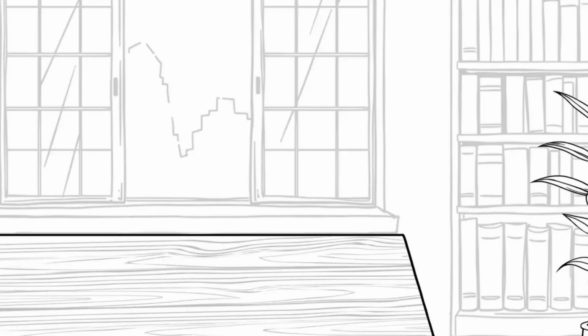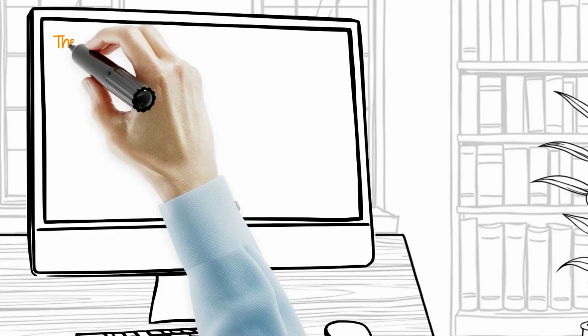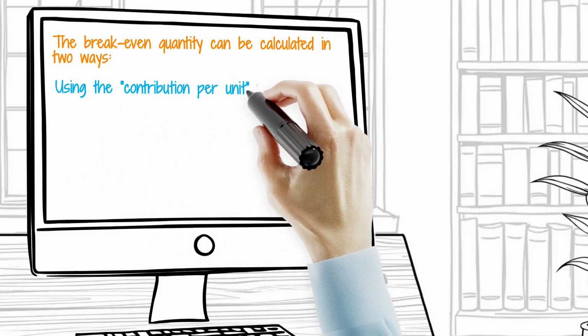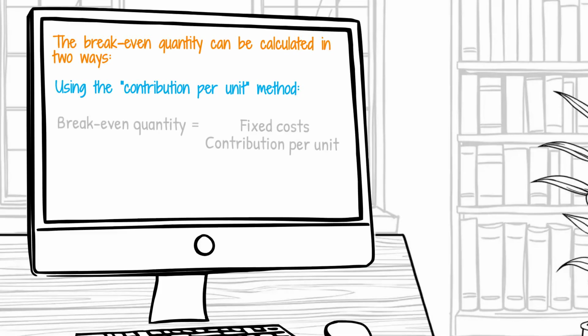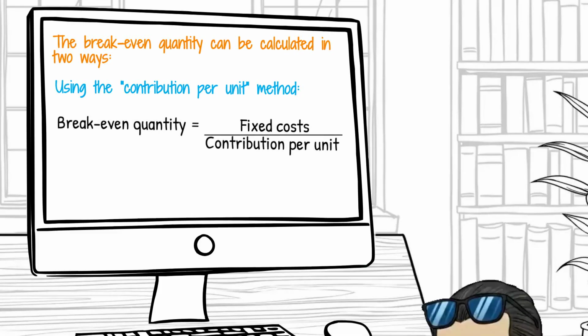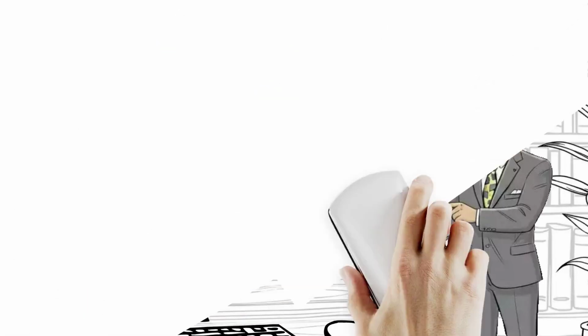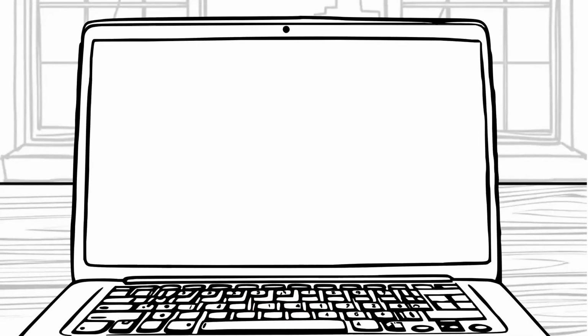The break-even quantity can be calculated in two ways. One, using the contribution per unit method. Break-even quantity equals fixed costs divided by contribution per unit. The second method is using the total costs equals total revenue method.